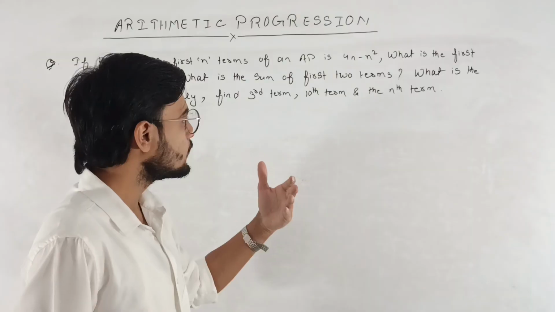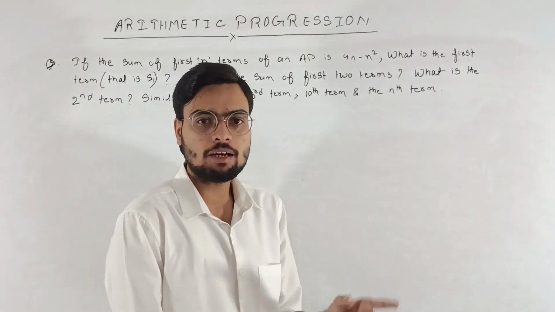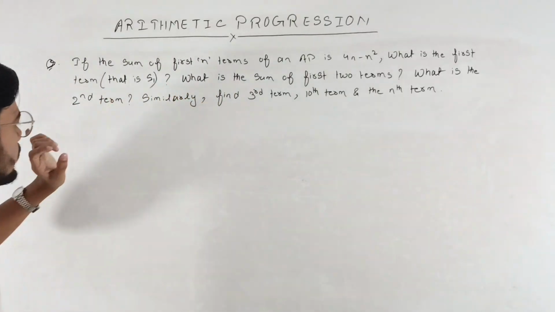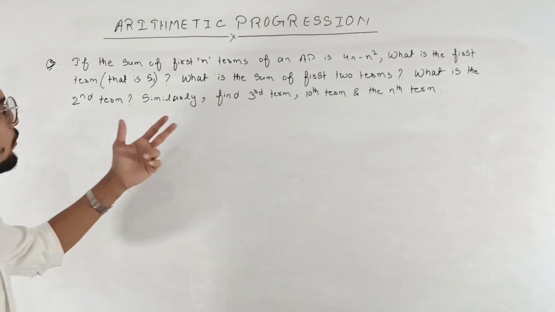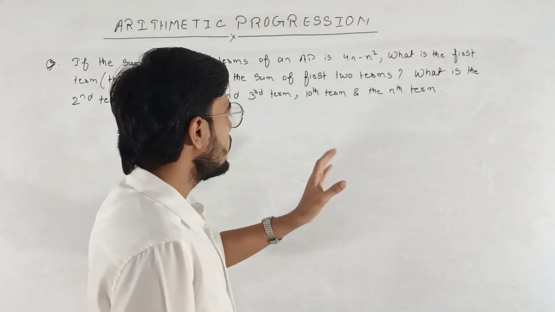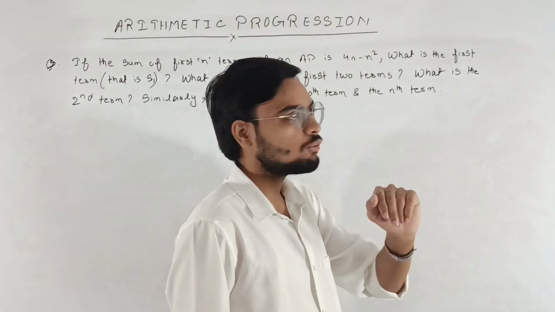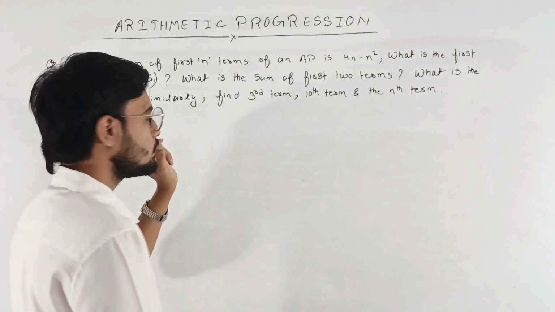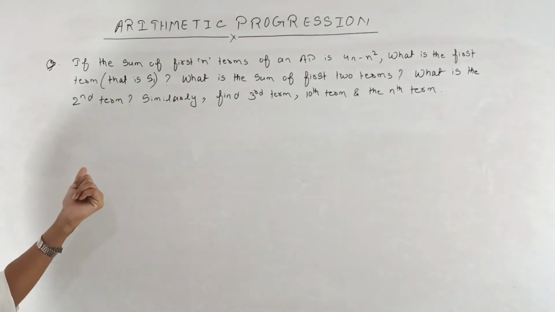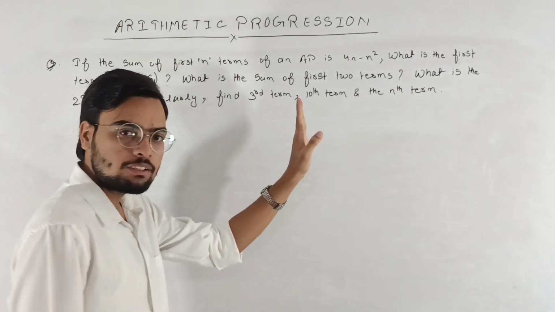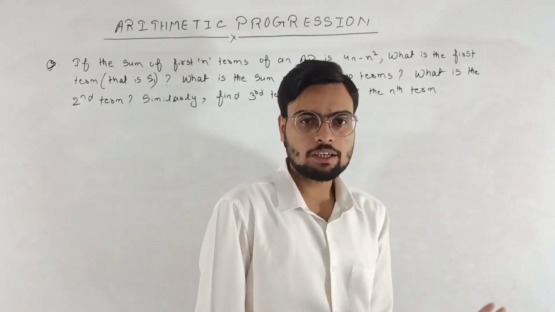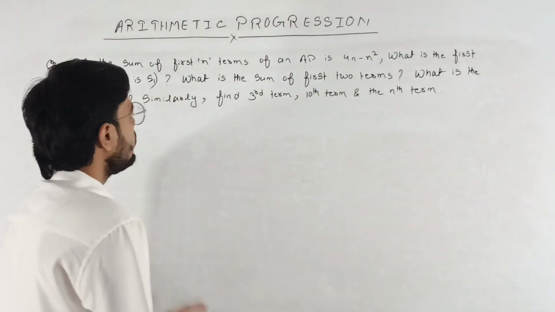Then the question is asking for the first term, and this first term is also given, that is S1. Then the question is asking for the sum of the first two terms. Then after finding these, the question is asking for the second term. Then we have to find the third term, 10th term and nth term. Okay. Now look, first I write what is given.